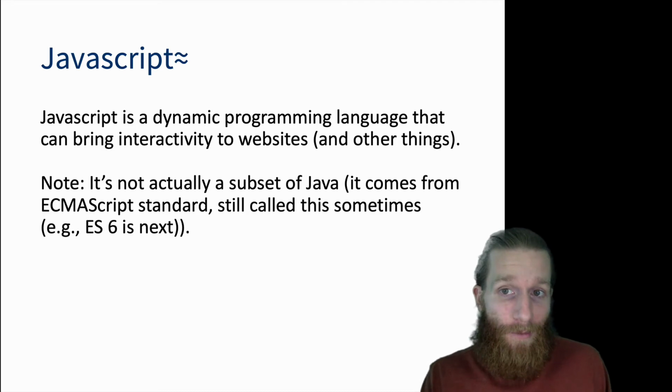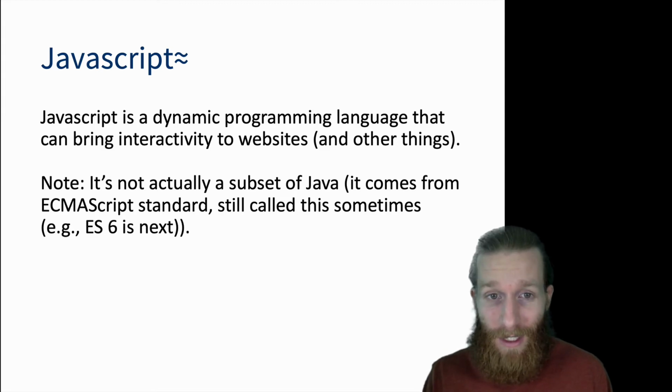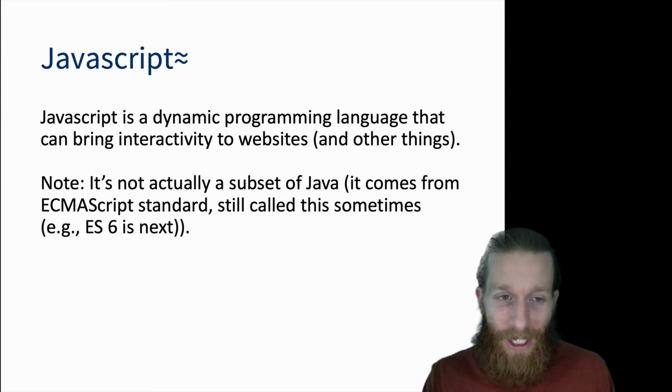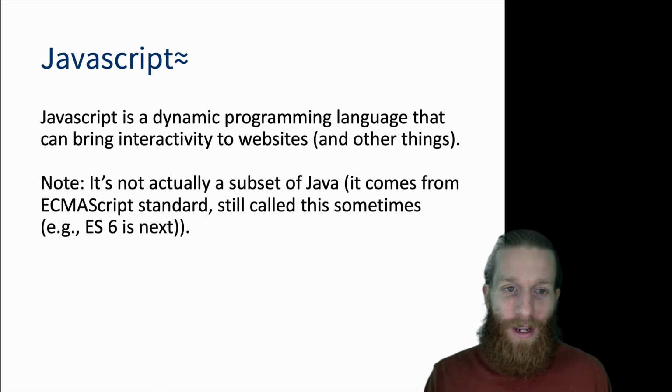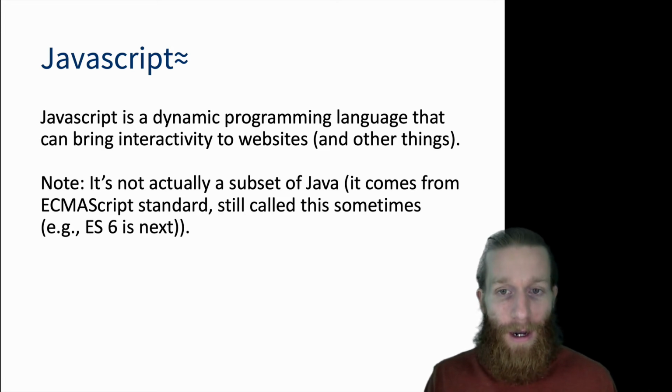So JavaScript, what is it? It's a dynamic programming language that can bring interactivity to websites and other things. It's not actually a subset of Java. It's not really related to Java at all. It's actually an implementation of the ECMAScript standard. ES6 is next, and even now is actually pretty commonplace. That is the latest evolution of JavaScript. So it's ES6, ECMAScript 6.